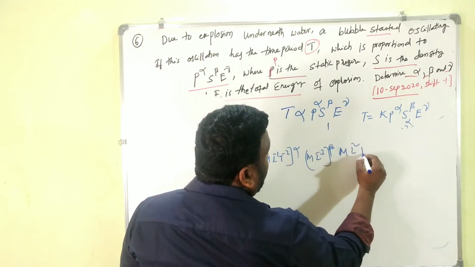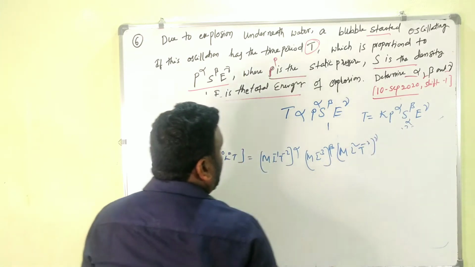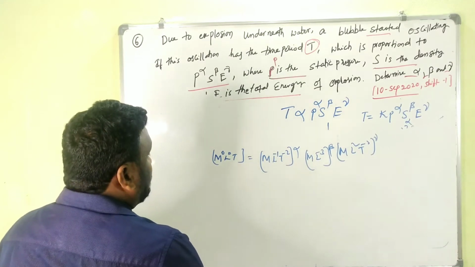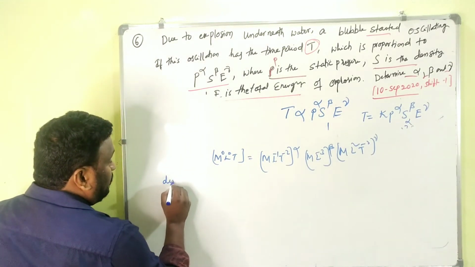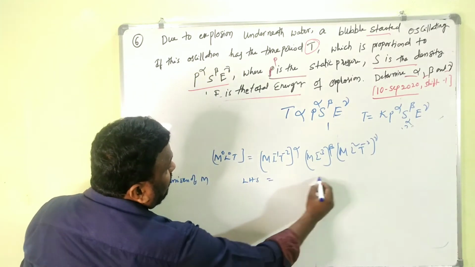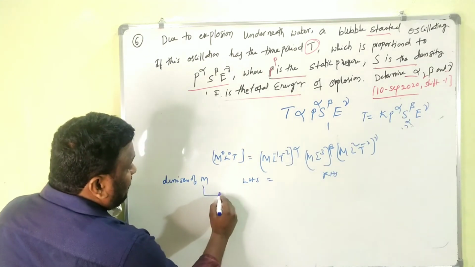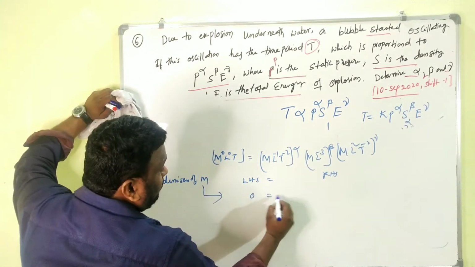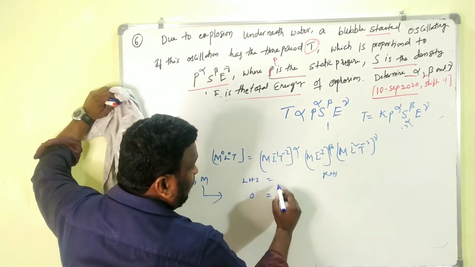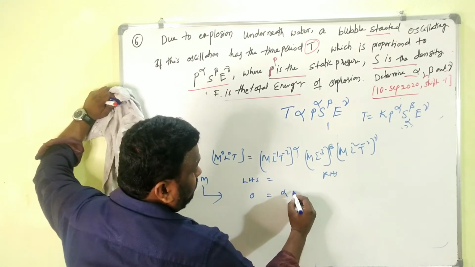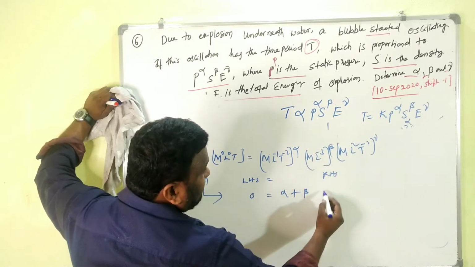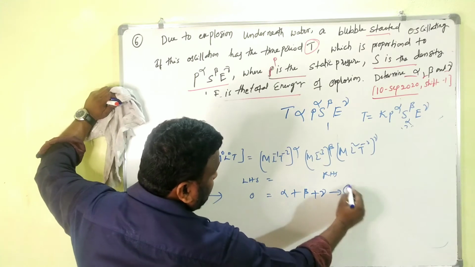M L square T inverse to the power of gamma. So now we can go for comparison of dimensions on both sides according to the principle of homogeneity. Dimensions of M, LHS is equal to RHS. Dimensions of M, LHS is how much? It is 0. Then RHS is M to the power of 1, M to the power of alpha, so you have to write alpha plus beta plus gamma. This is equation number 1.